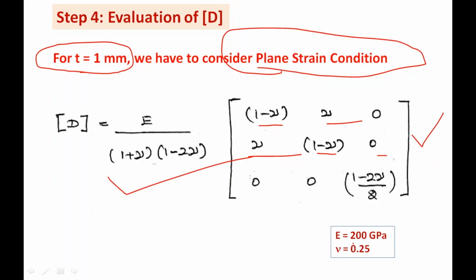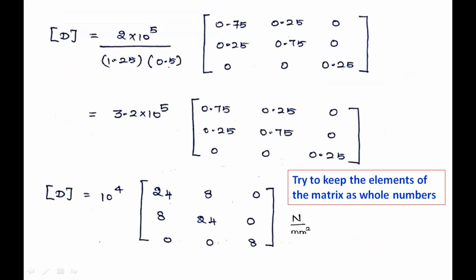Then substitute the value E 200 gigapascal and nu is 0.25. So this 200 gigapascal should be converted in terms of Newton per mm square. So 2 into 10 power 5 Newton per mm square. Here we are using the Poisson's ratio 1.25 and 0.5. So here 1 minus nu is 0.75, here 0.25 nu value. Now this value after simplification you are getting 3.2 into 10 power 5 like this, and here 0.75, 0.25 like that.